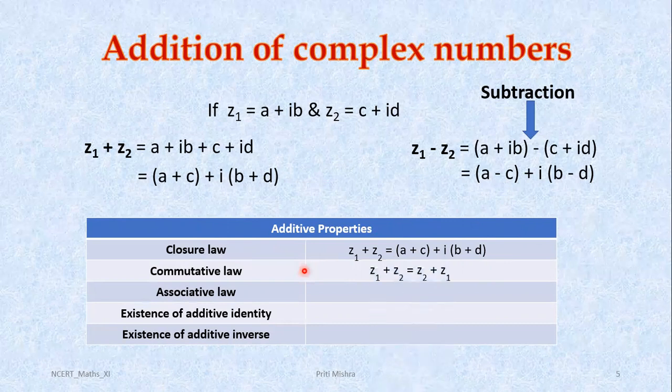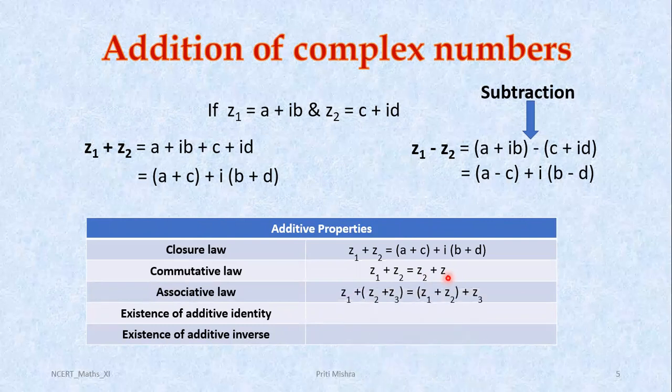Now for the commutative law, yes, for the commutative law also we are having complex numbers. z1 plus z2 will give the same result as z2 plus z1. Means commutative law exists for the complex numbers too. Then associative law means if we have to add three complex numbers and we are adding any pair of complex numbers at first, then it doesn't matter. Means order doesn't matter there when we are adding three complex numbers.